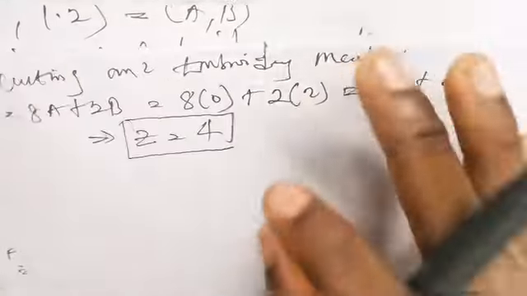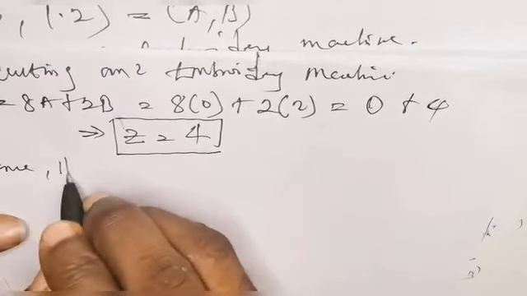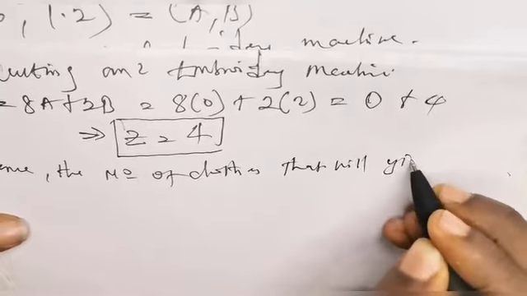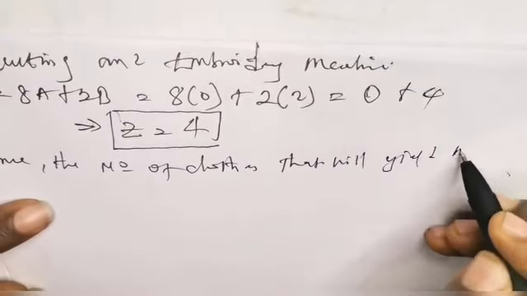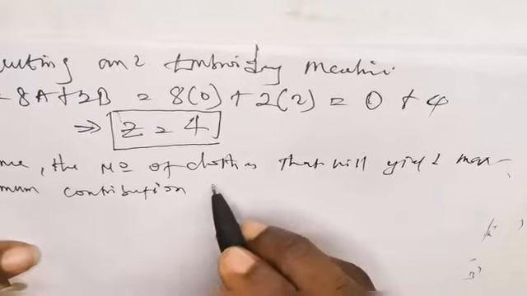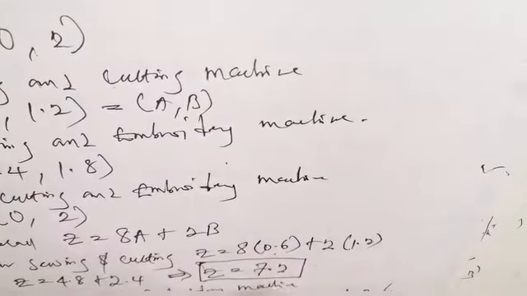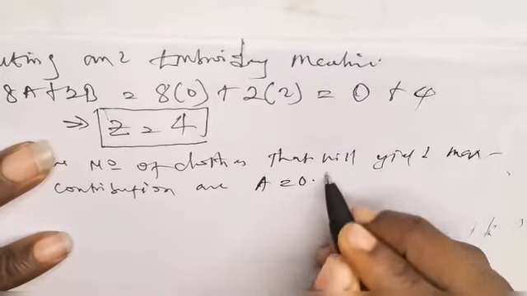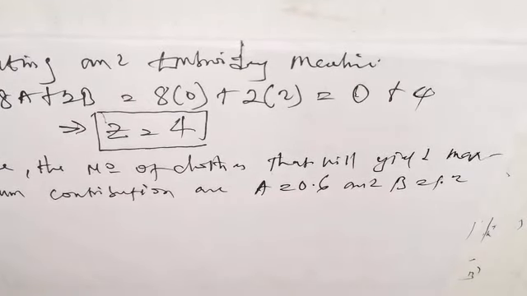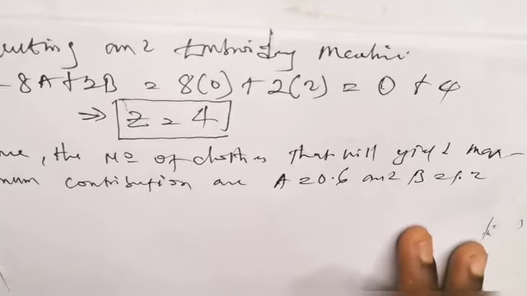Hence, the number of clothes that will yield maximum contribution: we had the maximum contribution to be 7.2 when A is 0.6 and B is 1.2. So A equals 0.6 and B equals 1.2. So we need to produce 0.6 clothes of A and 1.2 kilos of B to yield maximum contribution. Alright, so that's the answer to that question.